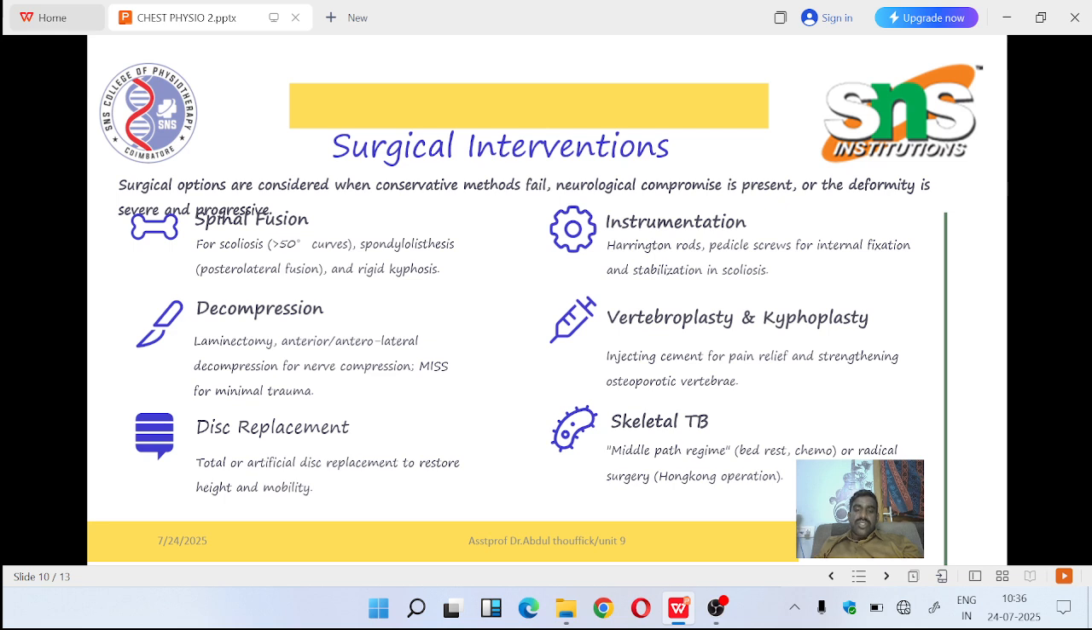What is meant by spinal fusion? It is used for scoliosis of more than 50 degrees or rigid kyphosis. Instruments like Harrington rods or pedicle screws are used for stabilization. Decompressions like laminectomy or anterior approaches relieve nerve pressure. Vertebroplasty is for osteoporotic fractures. Disc replacement preserves motion in degenerative cases. Radical surgery is for severe TB spine.